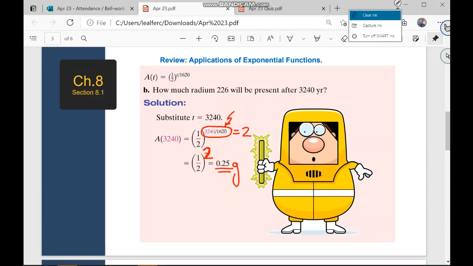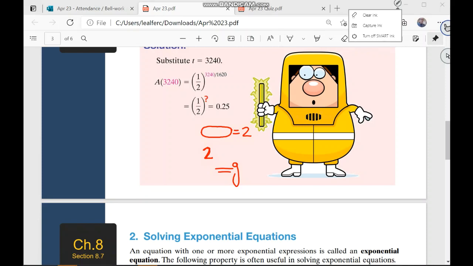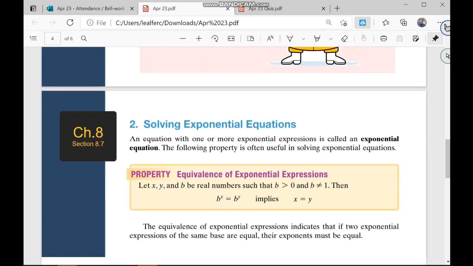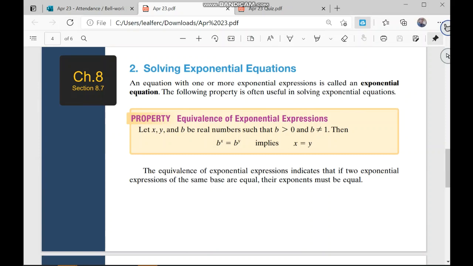This is an application of exponential functions, as we have seen, and we can calculate the missing number by checking the fraction. 3,240 divided by 1,620 equals 2. 2 is the right answer. Let's then move on, because today we have something that we actually worked on before, and we will work a little bit more, try to understand a little bit better, okay?